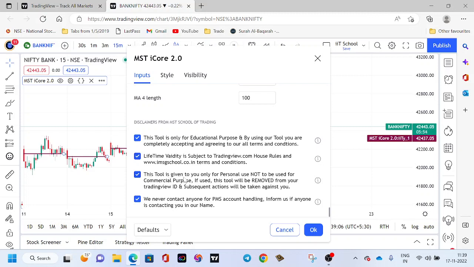Next, this tool is given to you only for personal use. Once you subscribe to our indicator, it doesn't mean that you can use our indicator to make money from other people. We should not do business using our indicator. This is only for personal use, and it should not be used for commercial purposes. If used, this tool will be removed from your TradingView ID and subsequent actions will be taken against you. And importantly, the next point is, we never contact anyone for portfolio management service, PMS, for handling your account. Inform us if anyone is contacting you in our name.